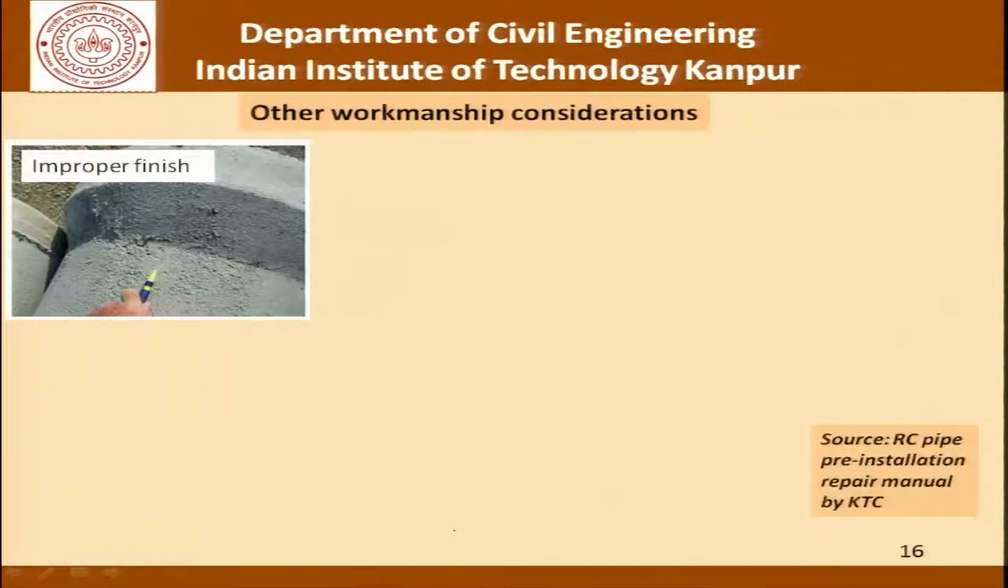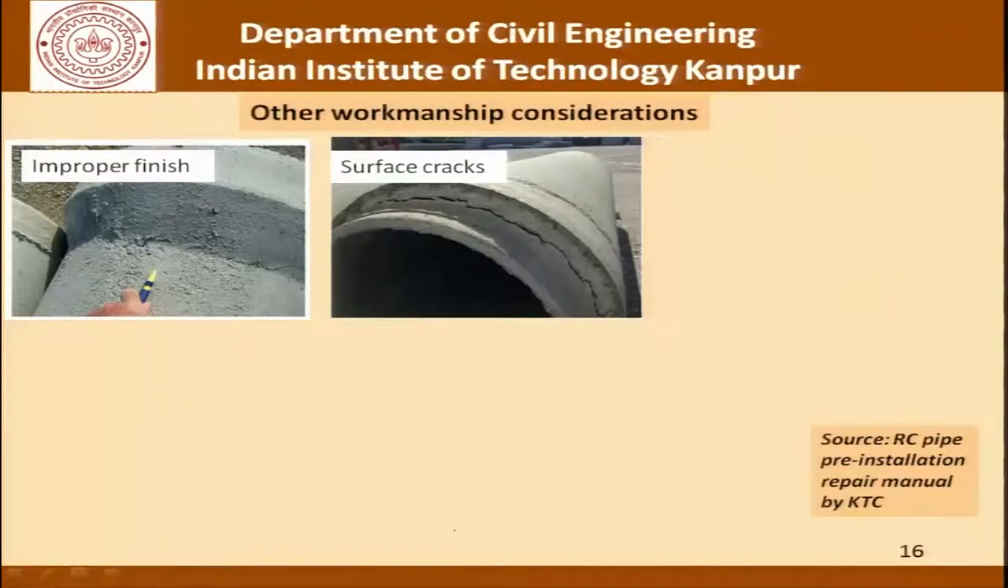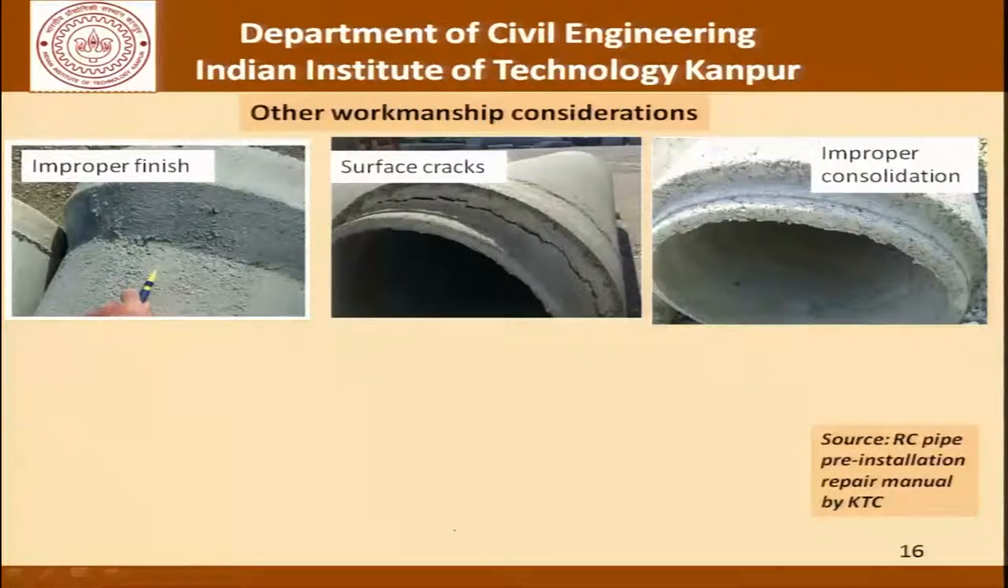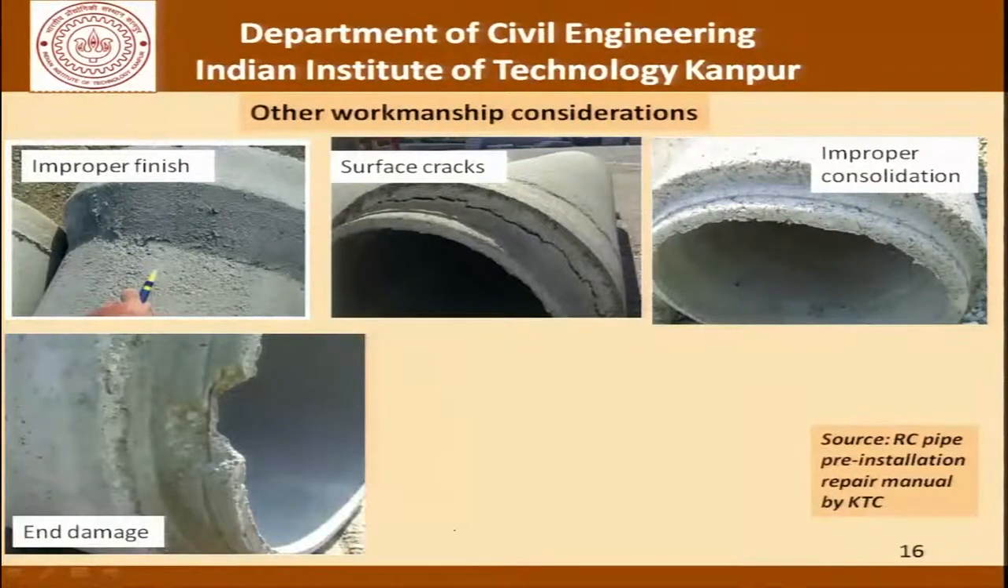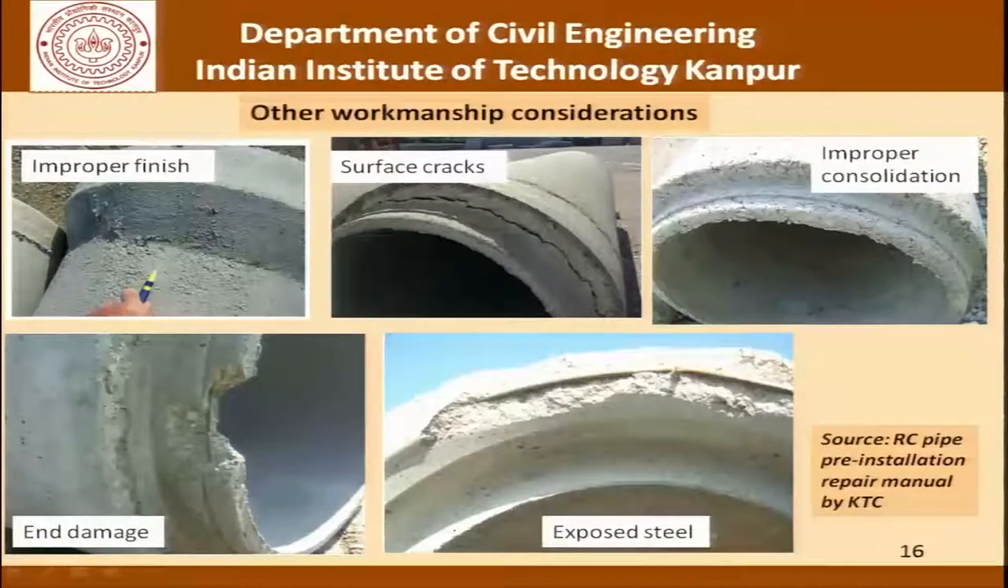Other workmanship considerations could be improper finish, surface cracks, improper consolidation of concrete, end damages, and exposed steel. These are some of the bad qualities as far as finished pipes are concerned. Surface cracks, poor quality of the surface arising from improper consolidation, end damages the way it is shown here, and exposed steel which is shown here.